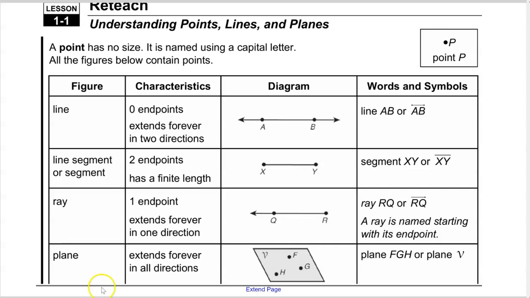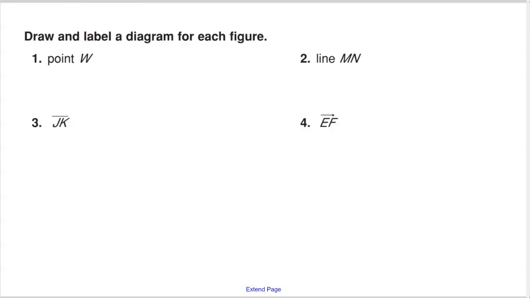Okay, let's take a look at some examples. All right, here it says draw and label a diagram for each figure. So here it says point W. And that's real simple. We're just going to make a point and put a W. All right, next we've got line MN. Notice how it's a line, right? And it doesn't have an endpoint. So I just go on and on in both directions there. So it's line MN.